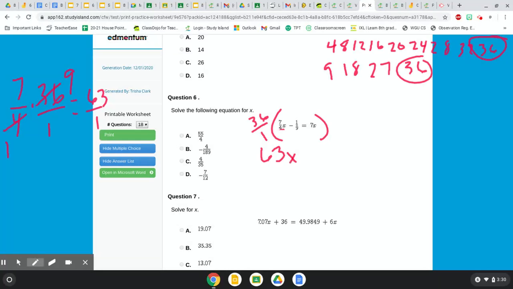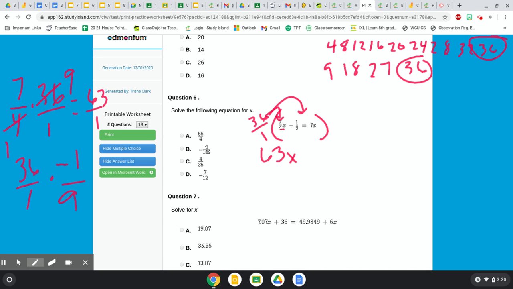Okay, now I'm going to do, so I just did this one. I'm going to do 36 over 1 times negative 1/9. Again, I put it in the numerator. I don't want to put it in both, just the numerator when I have a negative like that.